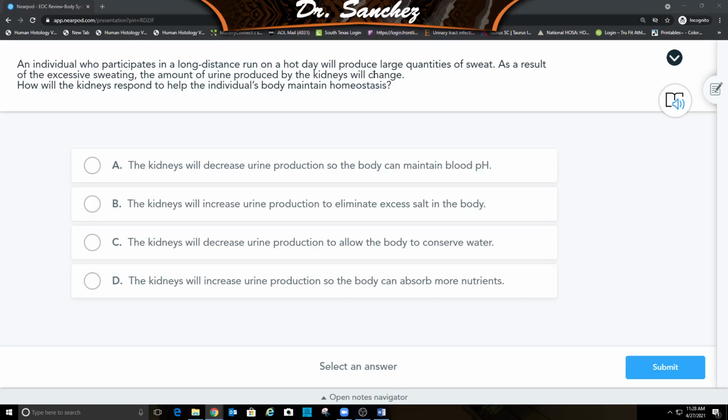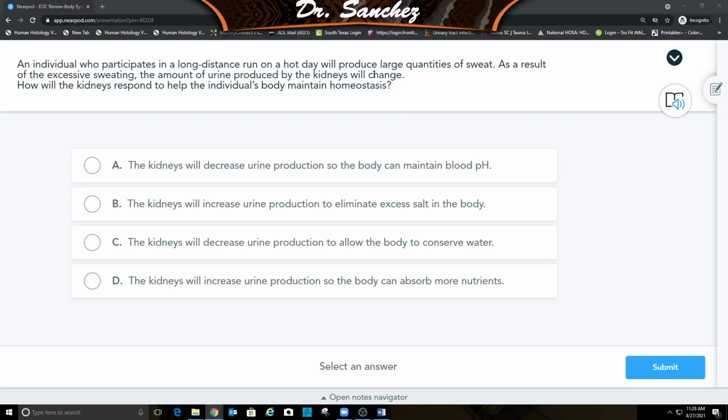An individual who participates in a long distance run on a hot day is going to be sweating their pants off, right? They're going to be producing large quantities of sweat. As a result of excessive sweating, the amount of urine produced by the kidneys will change. Without reading the rest of it, what does that change? Because we said it. You're exercising a lot. You're sweating a lot. Urine. What's happening with the urine? It's decreasing. It's decreasing, and as a result, the urine becomes a lot more concentrated, right? Okay, remember that. Let's continue.